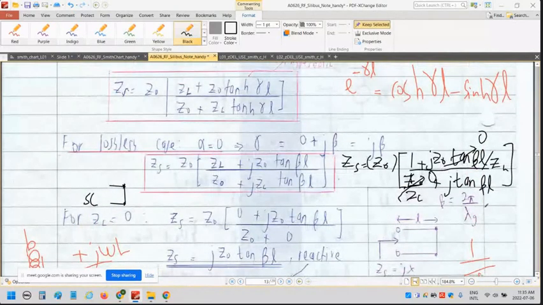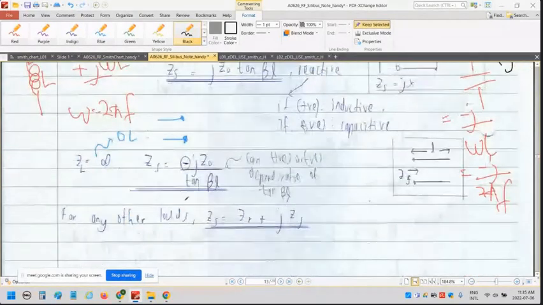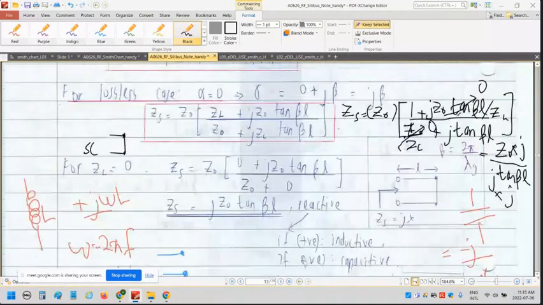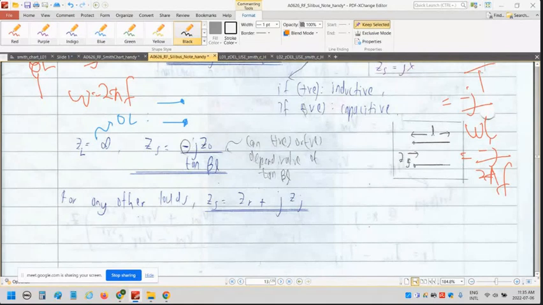So Zs equals Z0 multiplied by 1 over j tangent beta L. Below you multiply by j, so you get negative j Z0 divided by tangent beta L, because j squared is negative 1.